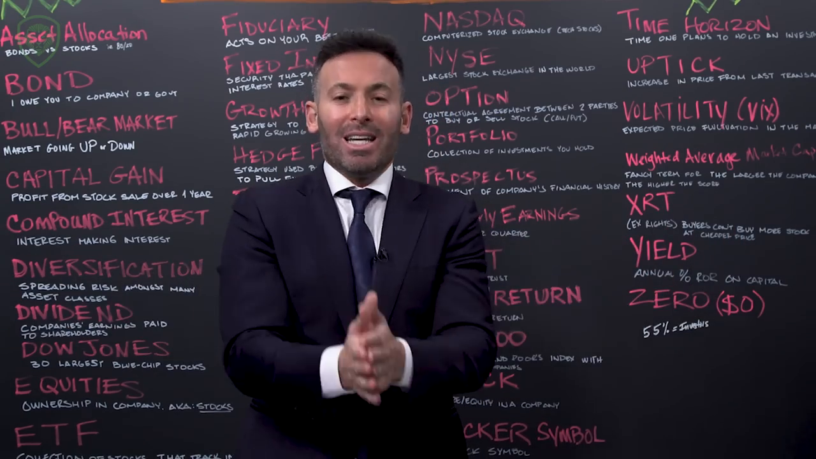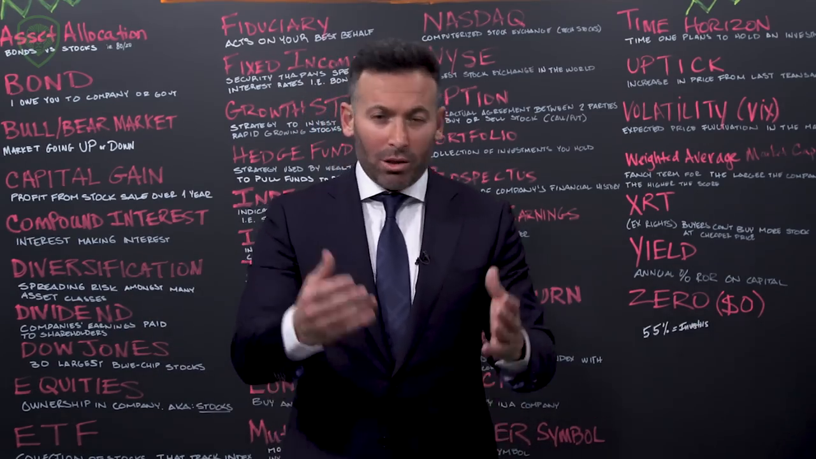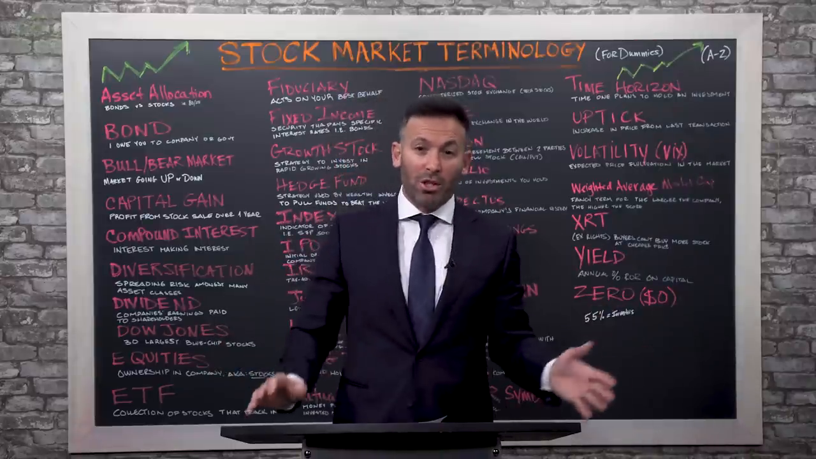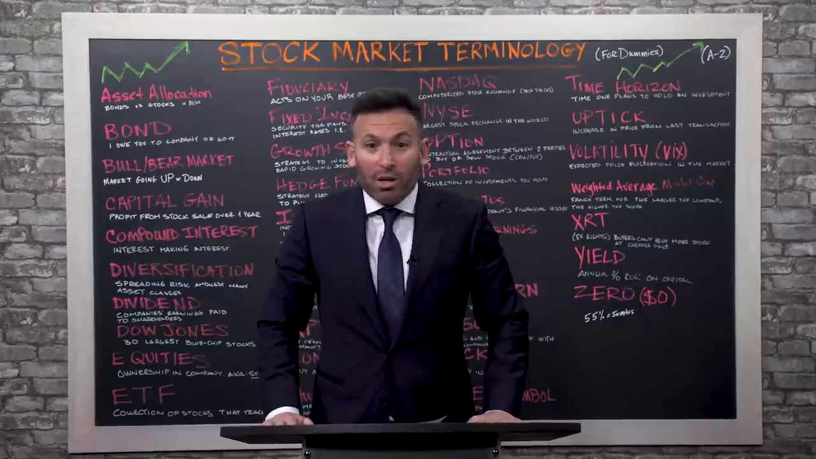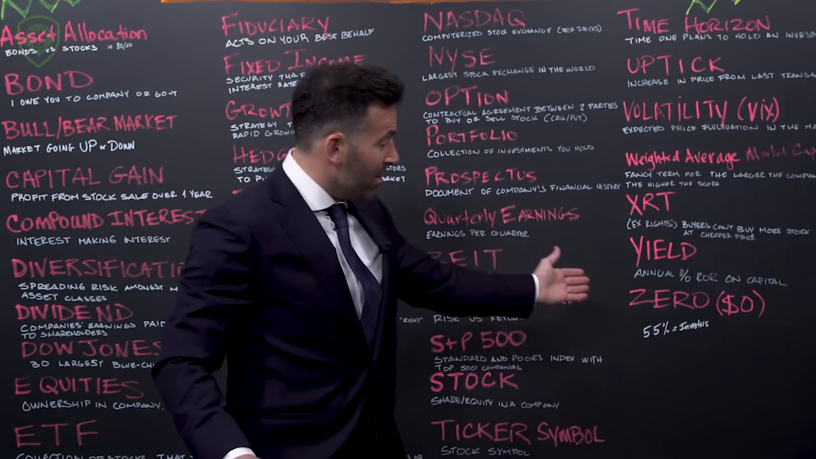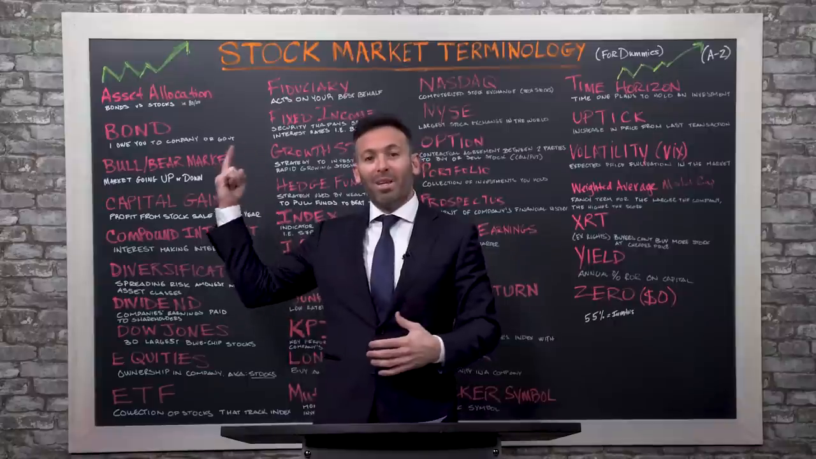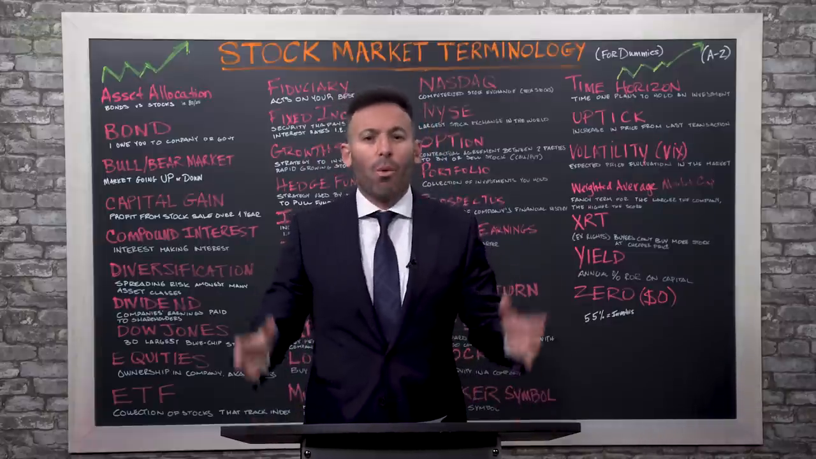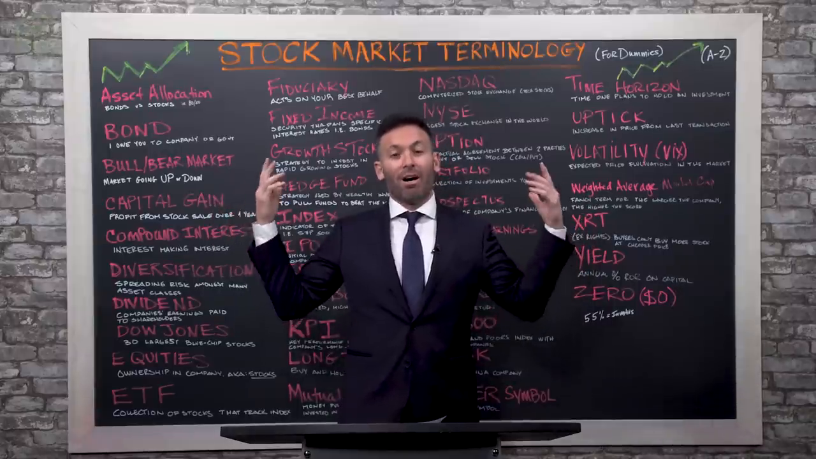And last but not least, we got Z, which stands for zero. Why did I pick the word zero? Well, I'll tell you why. Only 55% of Americans are invested in the stock market. So what does that mean? 45% of people watching this are simply just not invested in the stock market. Well, you know how much money you can make from the stock market if you're not invested? Well, the answer is zero. So I'd highly encourage you to look more into the stock market. I hope that this stock market terminology helped and broke down money in a language that you can understand. I want to see you win with money, and it starts with understanding the basics of the stock market.